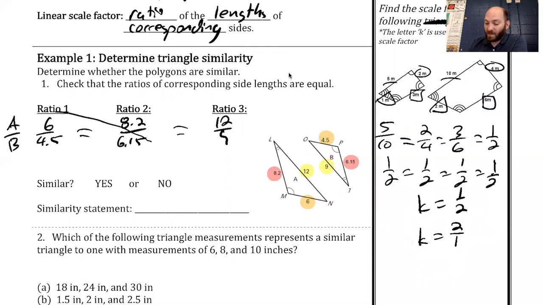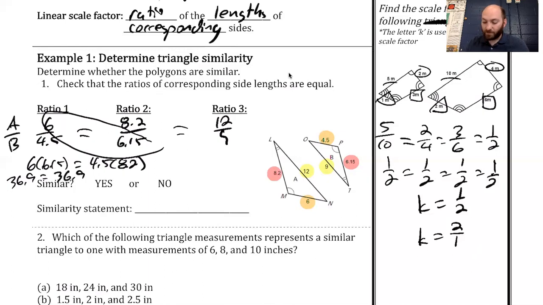For example, if I do 6 times 6.15, does that equal 4.5 times 8.2? Okay, so 6 times 6.15 is 36.9. And then 4.5 times 8.2 is also 36.9. So I know that 1 and 2, those two ratios, are equivalent.